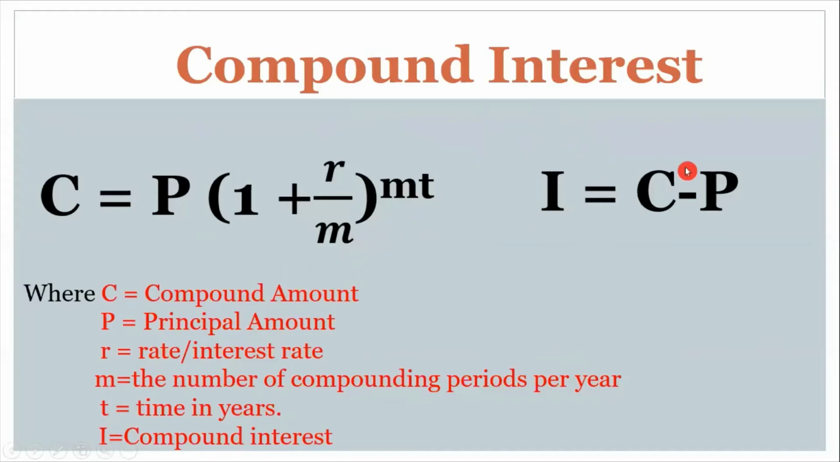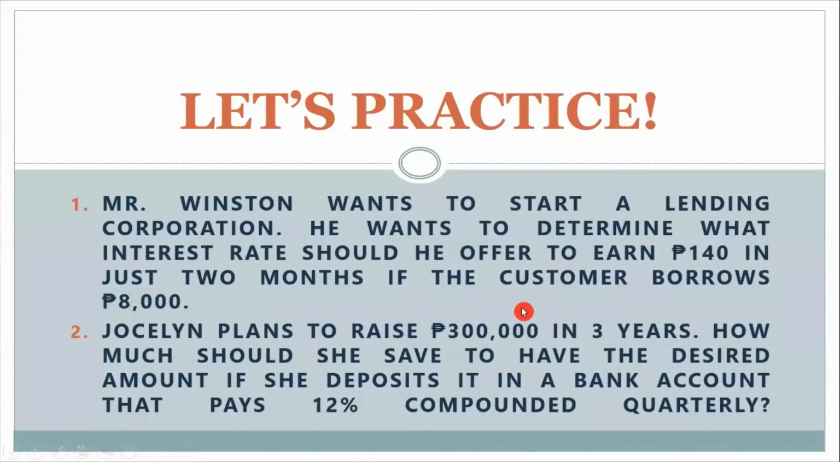Okay, and in finding the interest, just get the difference between the compound amount and the principal amount. And please take note of the description of each variable. Okay? So now that you're able to understand the difference between the two kinds of interest, let's have a practice.